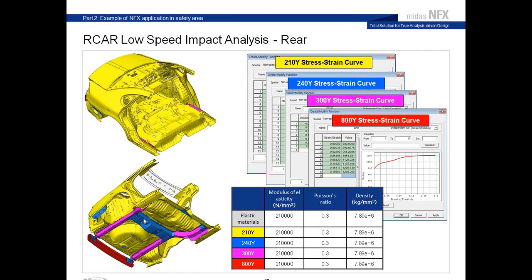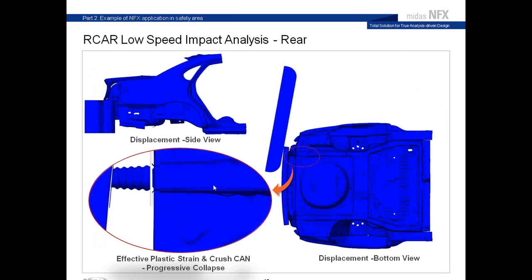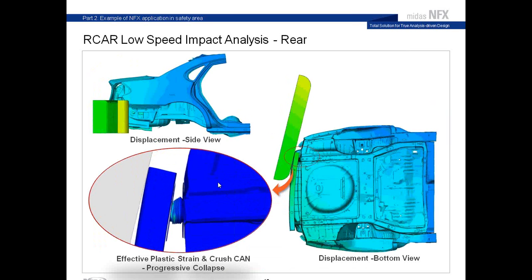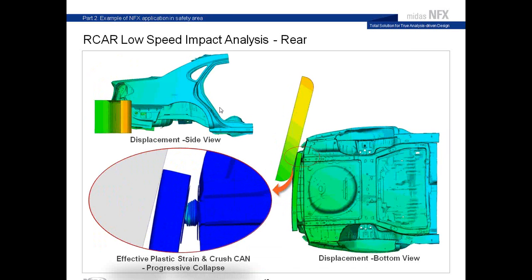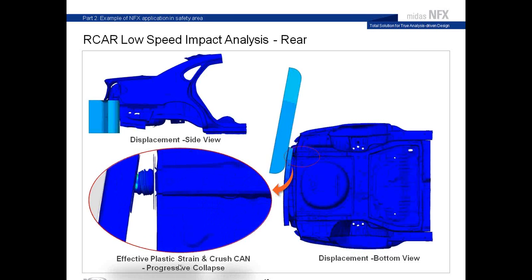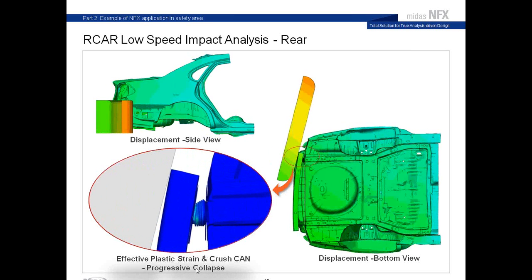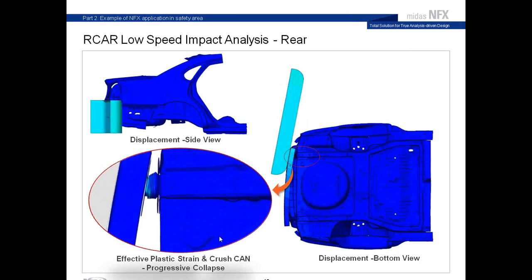You see that the different parts have been assigned different stress-strain curves, and this is the value of the yielding stress. The part in red is the part which takes the impact, so it is the one which has the highest yield stress. Let's look at what happened during the collision. The moving part here is impacting the side of the vehicle, and you have the progressive collapse of the rear part.